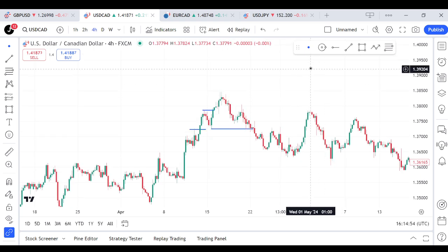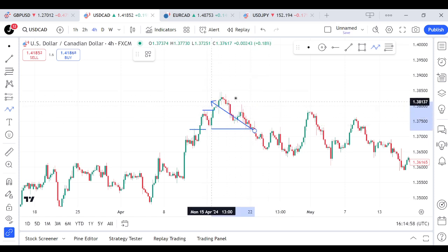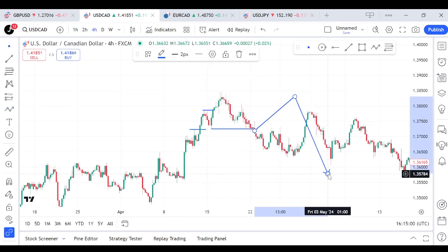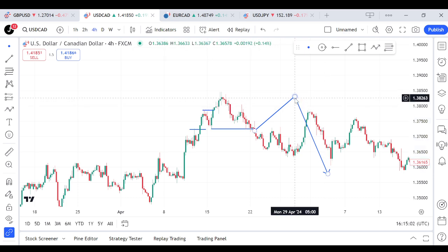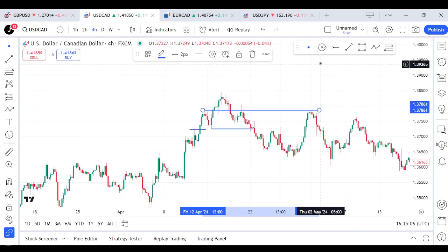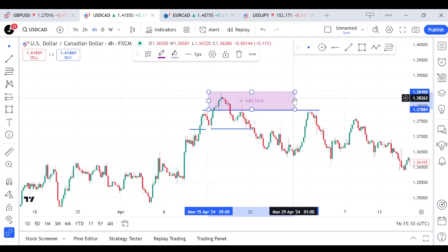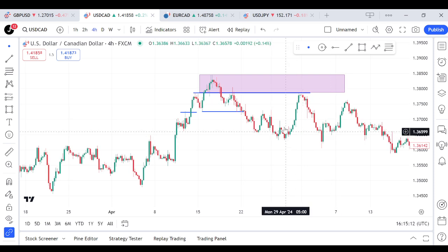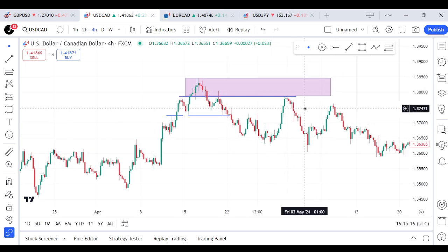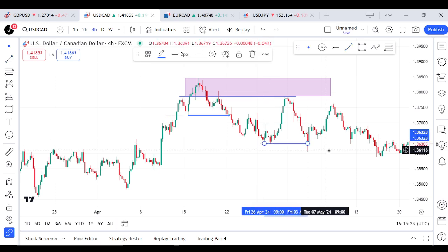We should be expecting a pullback into this zone, into this support level, this resistance level, and a continuation to the downside. And that is exactly what happened. You can see extending this, this is your resistance level, and we should be expecting price to come back to this zone, and we'll look for selling opportunities here. And you can see price come back, and we have the continuation to the downside.